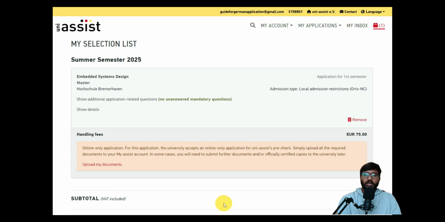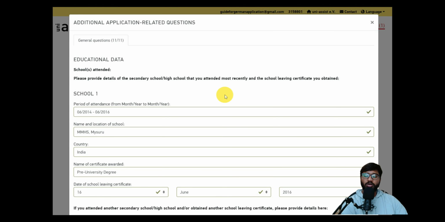Now we'll get started. As you can see, we were here, and here we have to fill in our additional application related questions. Once you click on additional application related questions, the first thing that you have to fill in is your educational data. As I told you in many of the videos, the first educational thing that you will get is school abroad, which will be called the school leaving certificate that you have obtained abroad.